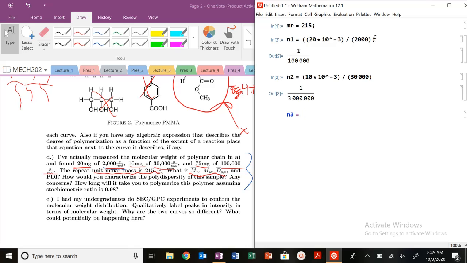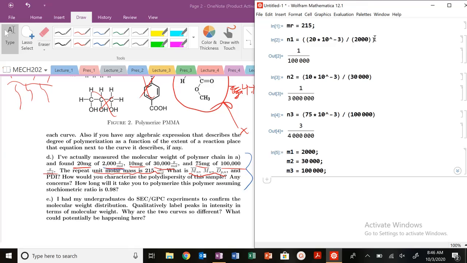75 times 10 to the minus 3 divided by 100,000 grams per mole. So that's going to give me, again, those values in moles. So I have those, and I know that my mass of 1 is equal to 2,000, and my mass of 2 is equal to 30,000, and I know my mass of 3 is equal to 100,000. There we go.